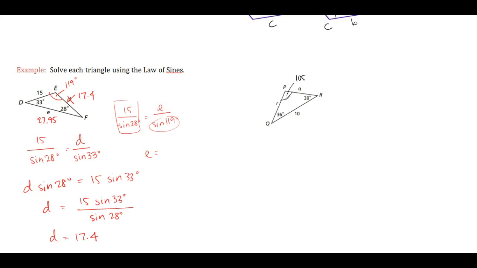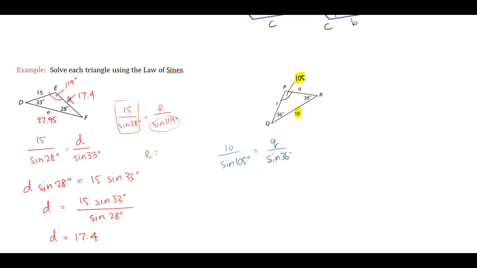Where is our magic pair? We must have one somewhere. Oh, we do. The angle we just found, right? The only magic pair we have. So we have set it up. 10 over the sine of 105 is equal to, let's go little q over the sine of 36.